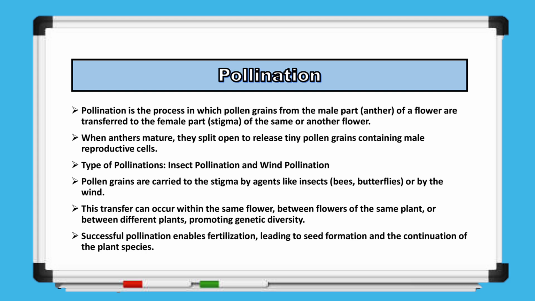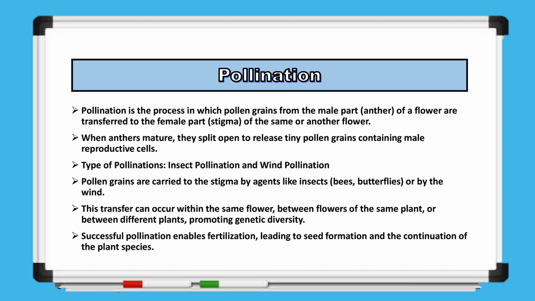When the anthers mature, they split open and release tiny pollen grains that contain the male reproductive cells. There are two main types of pollination, insect pollination and wind pollination. Pollen grains are carried to the stigma by agents such as insects like bees and butterflies, or by the wind. This transfer may occur within the same flower, between flowers on the same plant, or between flowers of different plants, which helps promote genetic diversity. Successful pollination allows fertilization to occur, leading to the formation of seeds and ensuring the continuation of the plant species.